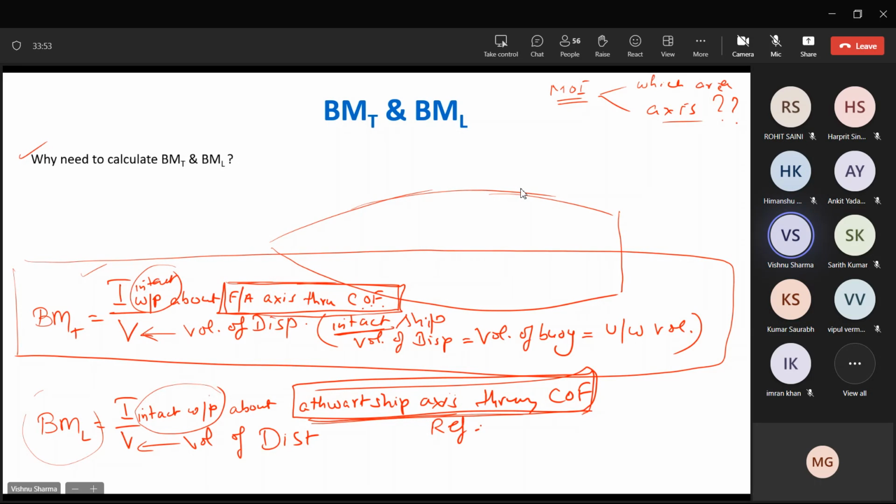That is why I always keep telling, identify the area of interest, identify the reference axis. Then half the problems will be solved. Otherwise, you'll always keep thinking, why this axis now and why that axis then? So always emphasize upon which area, which axis. Guys, any question on this? These two formulae?